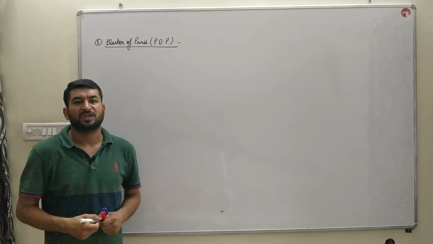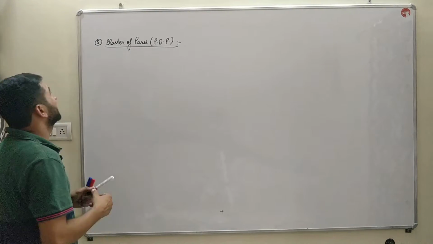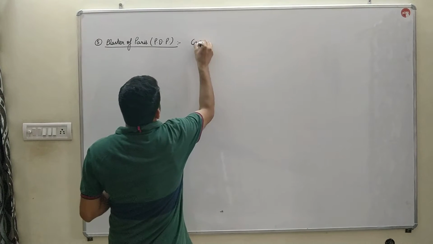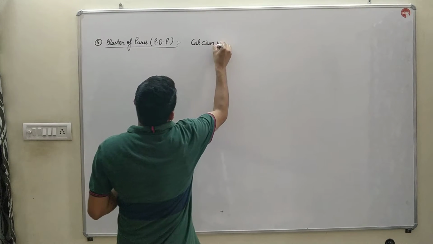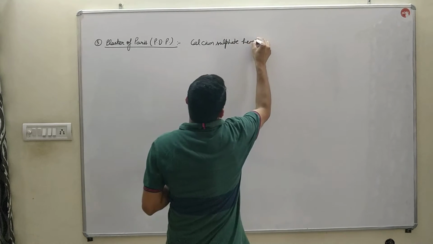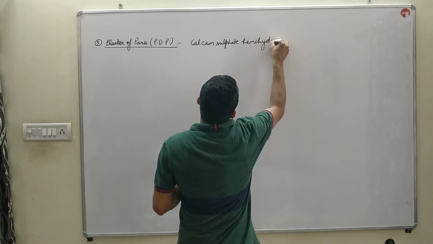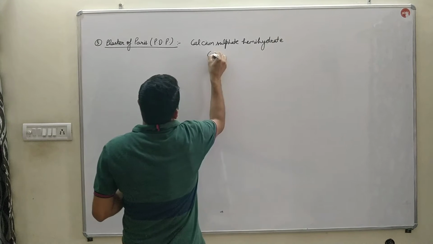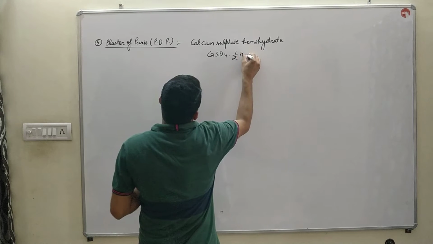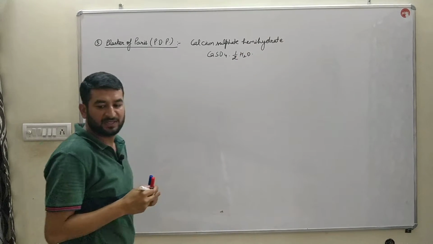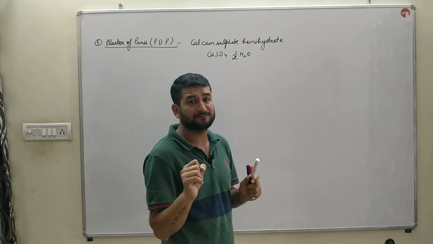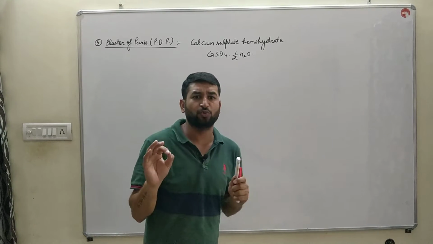In this video, we will discuss the next salt, that is plaster of Paris. The chemical name of plaster of Paris is calcium sulfate hemihydrate, that is CaSO4 dot half H2O. Now the question arises, does half H2O exist? Is half H2O possible?